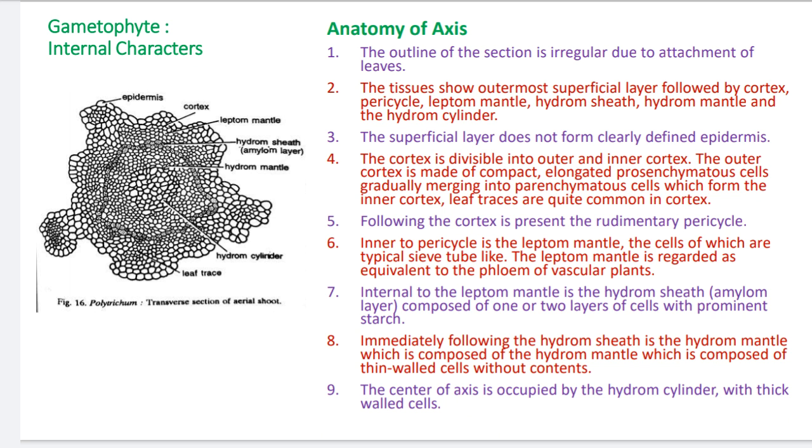Point number 2. The tissues show outermost superficial layer followed by cortex, pericycle, leptome mantle, hydrome sheath, hydrome mantle and hydrome cylinder. So these are the parts of the anatomy, or internal structure, of the axis.